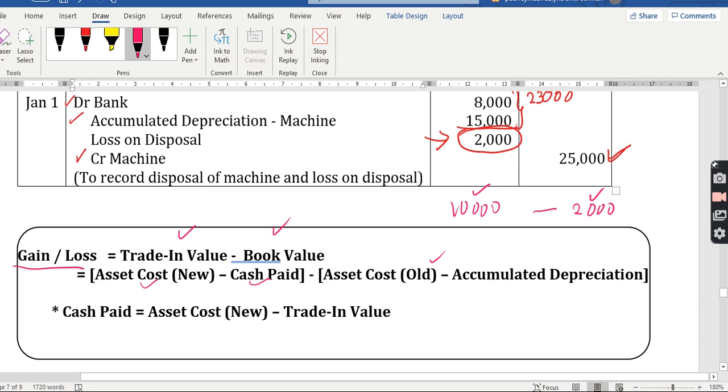So how much do I need to pay? The difference of this is 8,000. So maksudnya Madam tak perlu bayar full amount. I only need to pay 8,000 only. So this is my cash paid. So cash paid is the new asset cost minus the trade-in value.